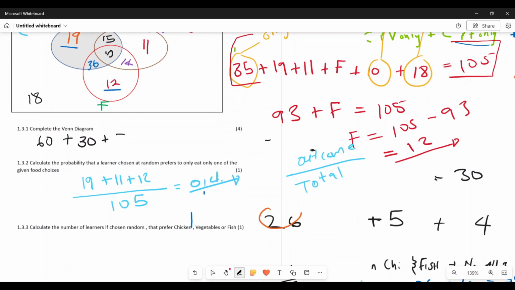Now, calculate the probability that a learner chosen at random prefers chicken, vegetable, and fish. So the learners chosen at random would prefer all three meals. Now, remember, inside our Venn diagram, it represents the number of learners. So the number of learners who would prefer these three are here, which is 10. And this would be your answer.